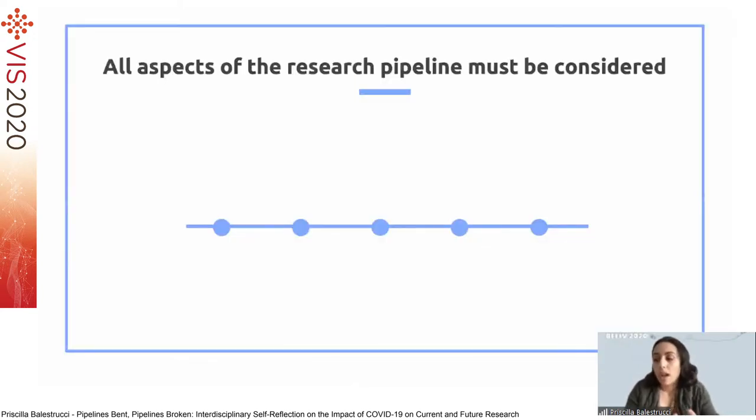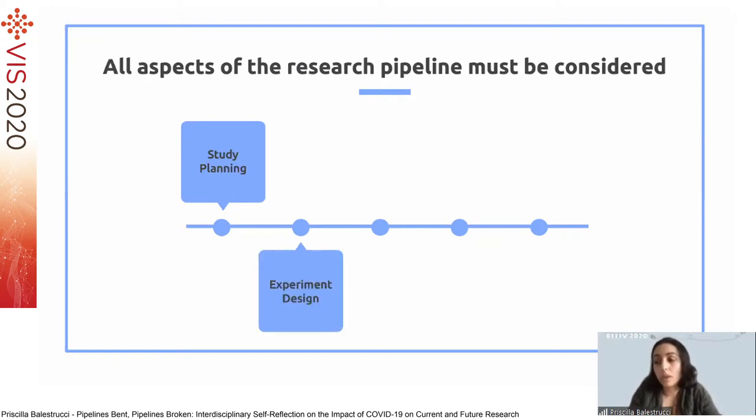Just like all aspects of our life have changed following the pandemic, we also have to think about all aspects of the research pipeline that will be heavily affected. For the purpose of this discussion, we decided to break down the research pipeline into five stages. The first stage is study planning, that involves also deciding what we're going to study, but also securing funding from funding agencies and talking with our collaborators.